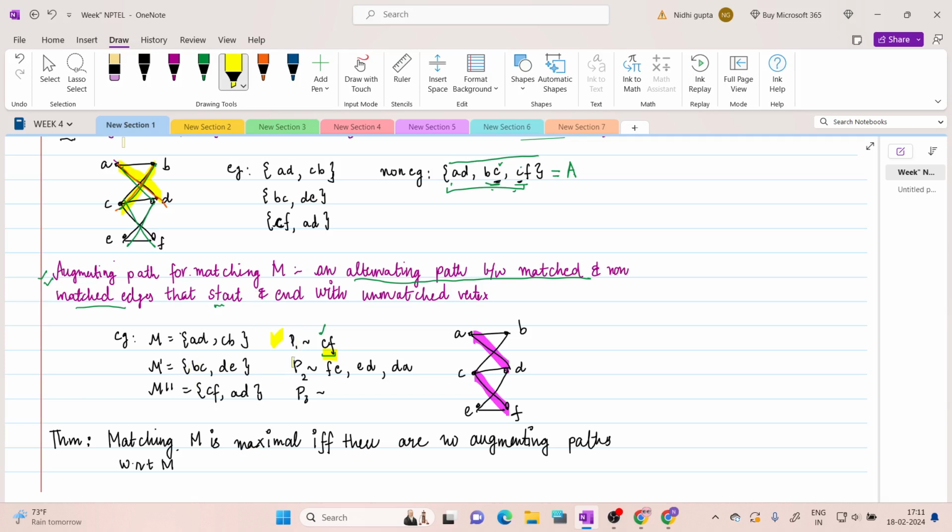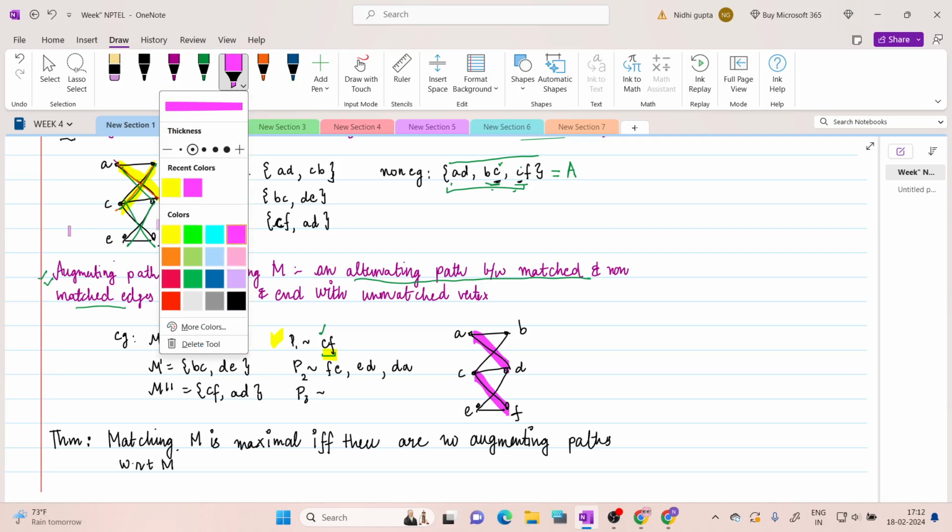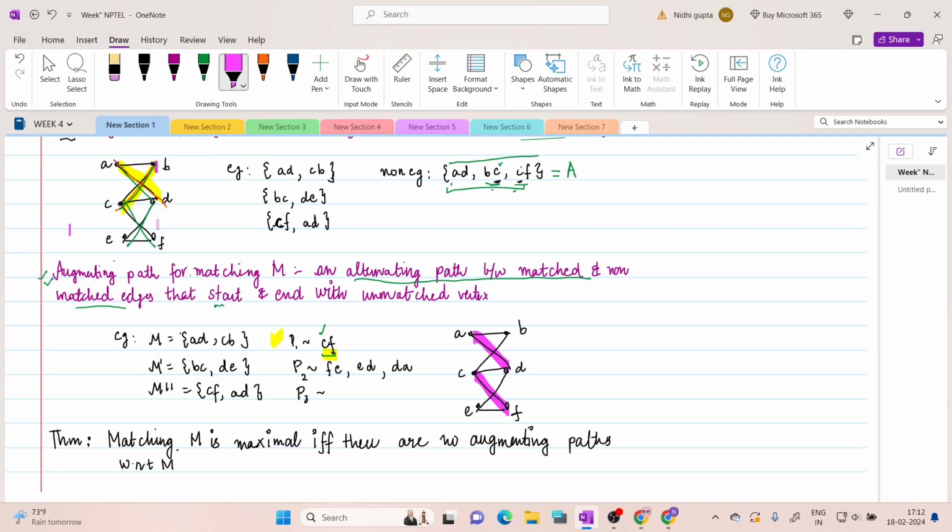Similarly for M prime, if our M prime is BC and DE, then we see that FE, ED and DA is an augmenting path. Here F is an unmatched vertex. Then we start with an unmatched edge, which is FE. Then ED is a matched edge. Then DA is a non-matched edge in this matching. And A is also an unmatched vertex. So this path also satisfies that property. Therefore it is an augmenting path with respect to M prime.